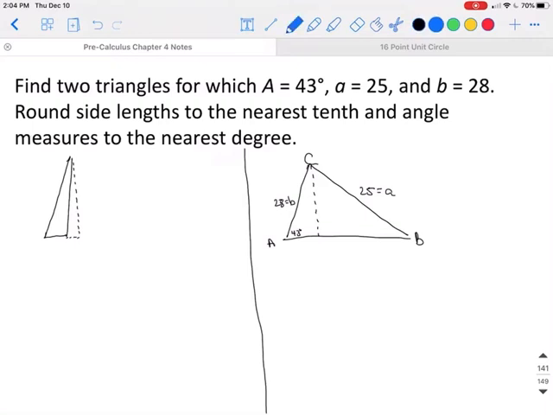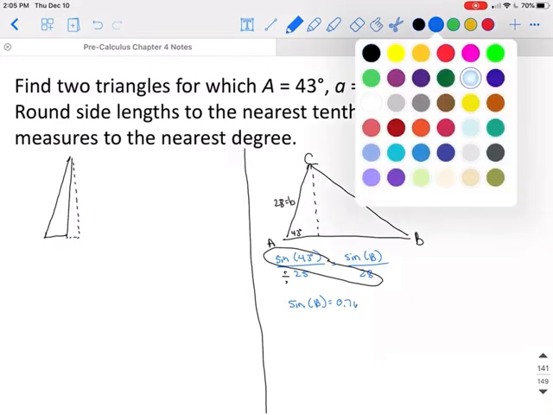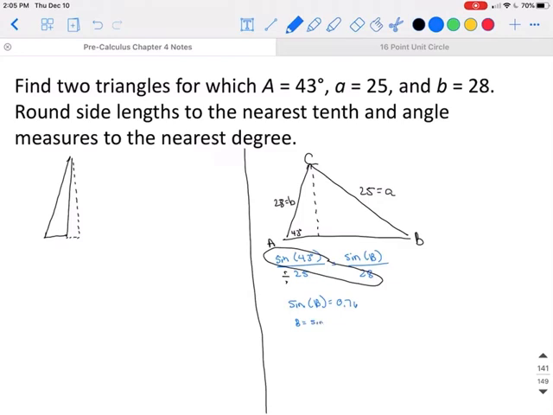So first, we're just going to use our law of sines like we would normally. So I'm going to say that the sine of 43 degrees goes with the side that has a length of 25. And the sine of angle B is going to go with 28. We are going to cross multiply and divide. And that's going to tell me that the sine of angle B is equal to 0.76. Remember, if you need to get the angle by itself, you are going to have to do the sine inverse. And we are going to get that the measure of angle B is 50 degrees.